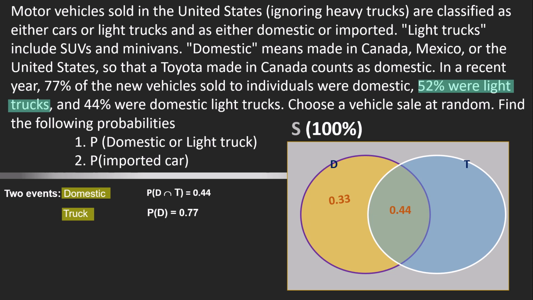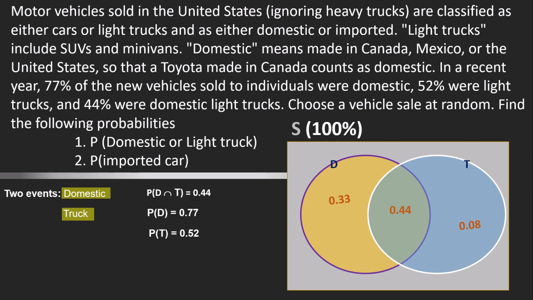52% were light trucks. Again, go back to the Venn diagram and the circle T. 0.44 is in there already, but 0.52 should be the whole area. Therefore, we need to find the only T part. Then how do we find it? 0.52 minus 0.44 is 0.08.